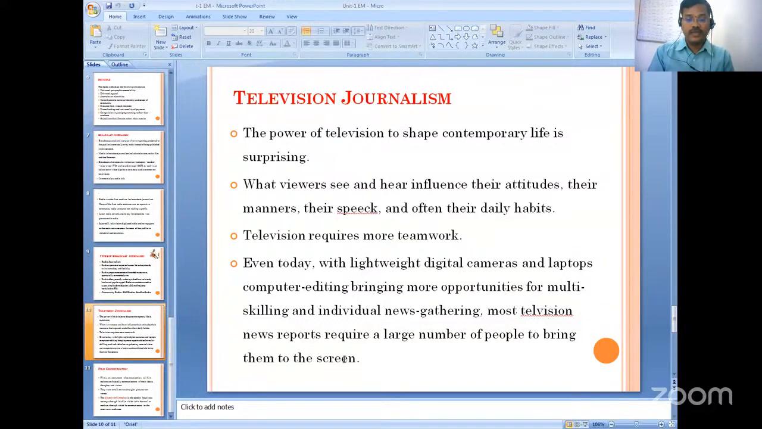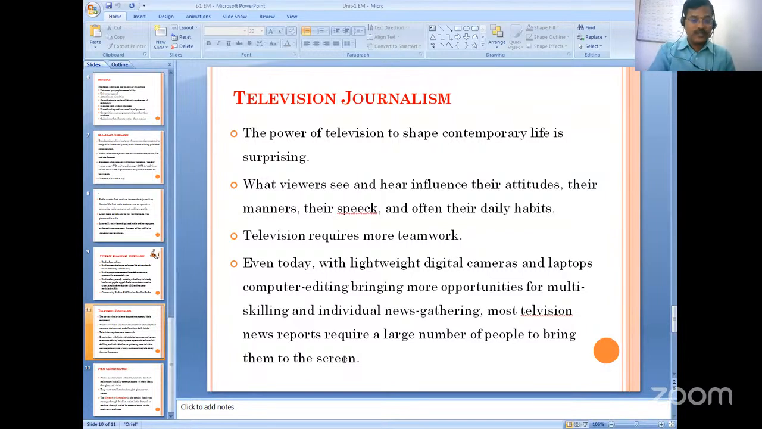For example, a television reporter along with a camera person. Even today, with lightweight digital cameras and laptops, and computer editing, we have all these opportunities. And here, multitasking work is given to the journalist. You need to report the text and you need to capture the images, capture the video with the camera. So one person needs to do two activities.